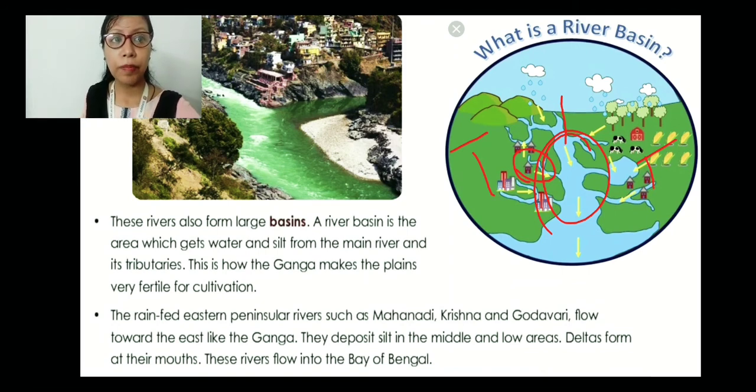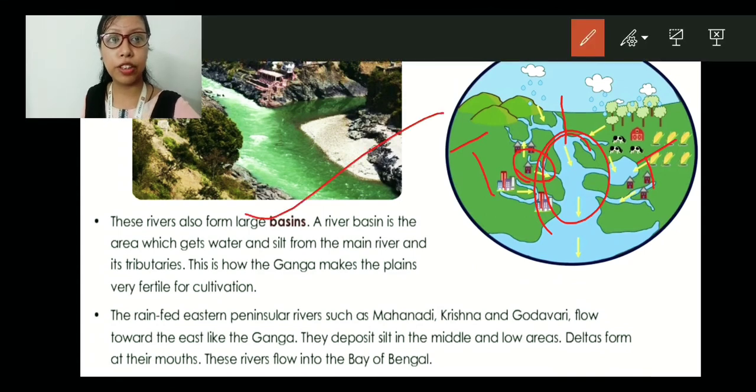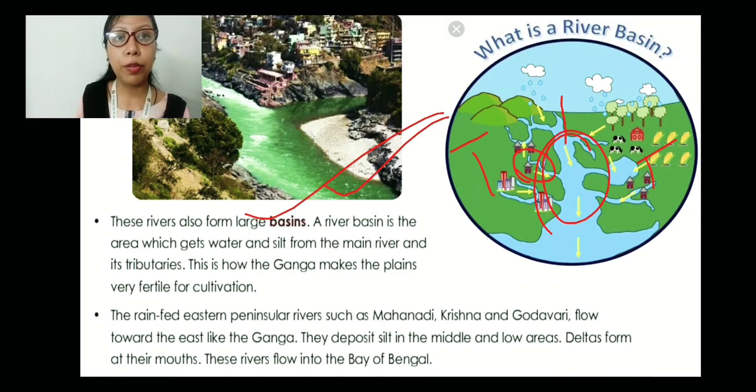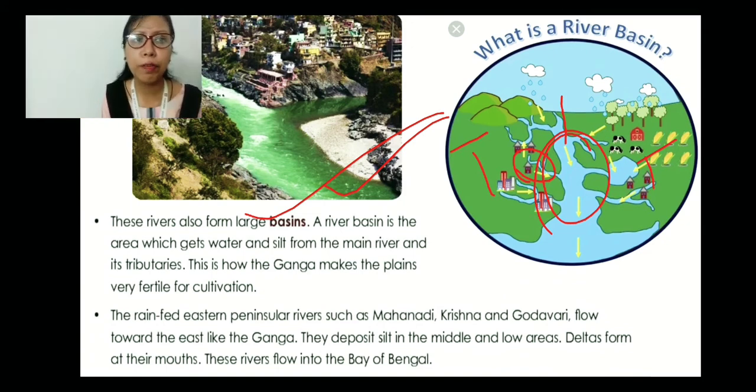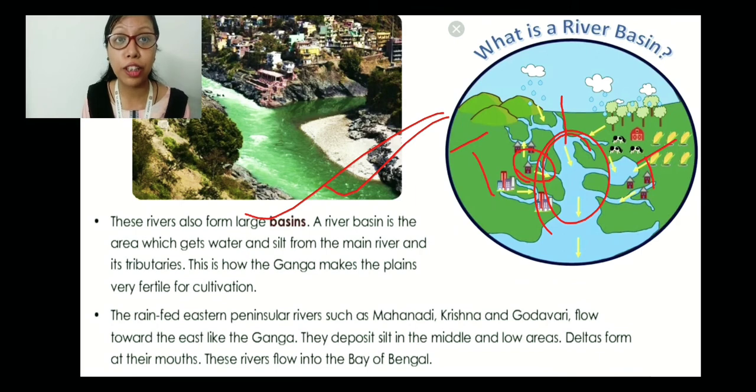Here is also the Ganga. You can see this picture, the tributary and the main Ganga meeting here, and you can see the settlement here. So when there is settlement, it means the soil is very fertile. It is good for cultivation. It is good for trees. It is good for plants and animals, and also for people. It is a source of water, right? They can drink, they can use the water for their uses.